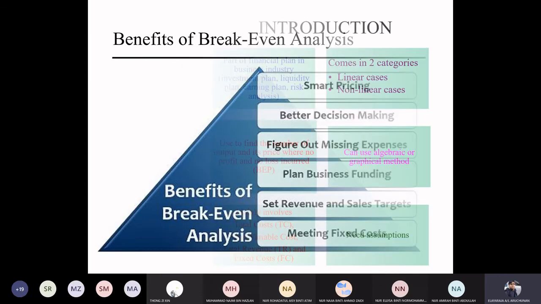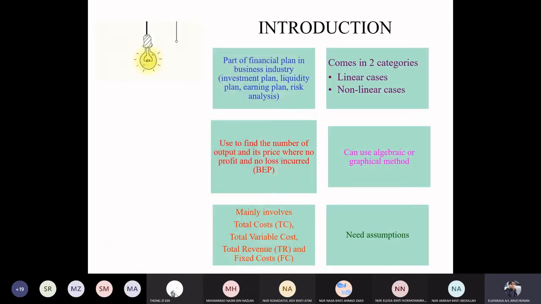Now, in the introduction, we are going to look into what break-even analysis is. This is part of the financial plan of a business, for example, the investment plan, liquidity plan, earning plan, as well as risk analysis. This is one of the crucial parts. So what is break-even analysis useful for?